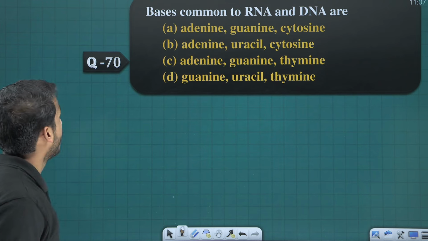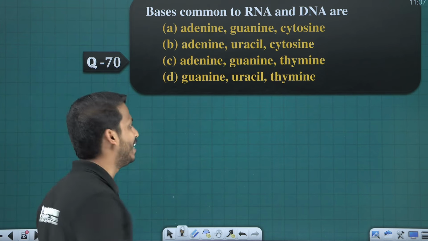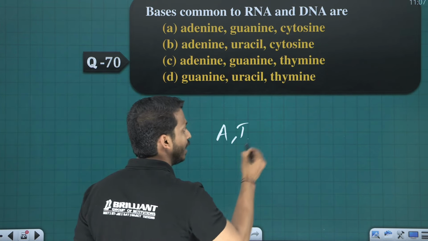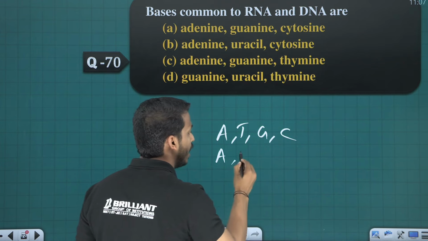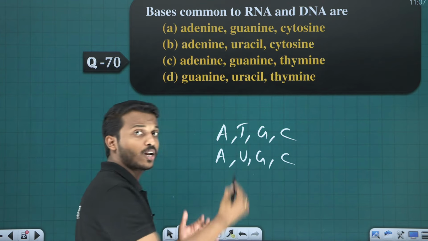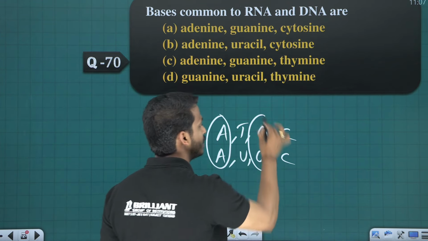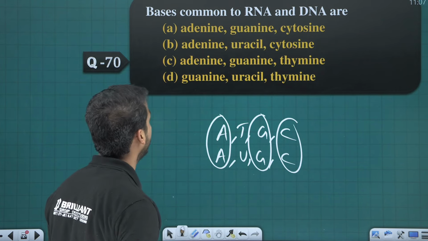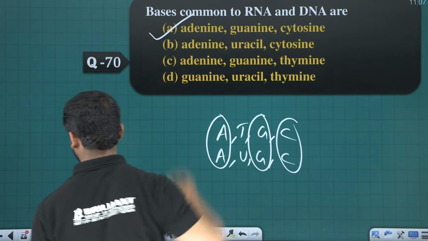Question number 70. Bases common to RNA and DNA. DNA contains ATGC, RNA contains AUGC. So which are common in DNA and RNA? That is AGC: adenine, guanine and cytosine.